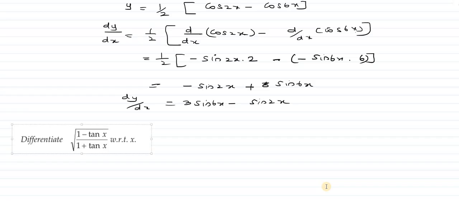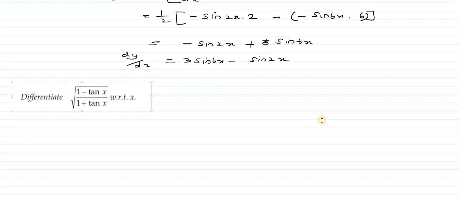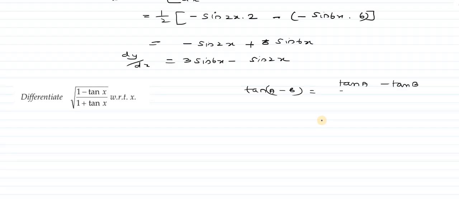So 1 minus tan x by 1 plus tan x. Okay, so what can we do here? Can I use any formula here? Tell me. Tan A minus B is what, ma? Tan A minus tan B by 1 plus tan A tan B. Correct or no? Yes or no?